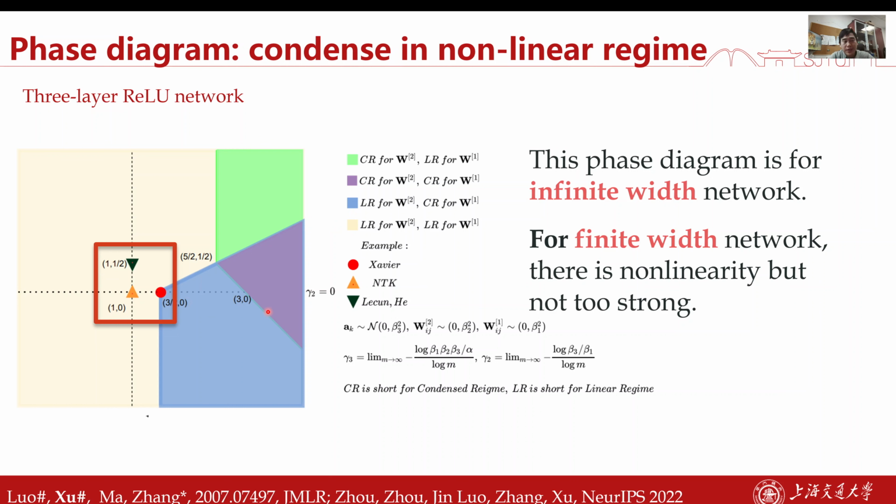So up to here, we have identified linear and nonlinear regimes empirically and also theoretically for 2 and 3-layer ReLU neural networks, and shown that there is a nonlinear regime, a linear regime, and also critical regimes. And next we will show that in nonlinear regimes, the condensation phenomenon is very common.